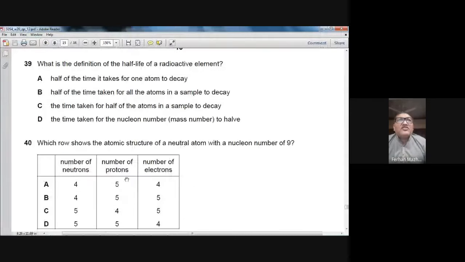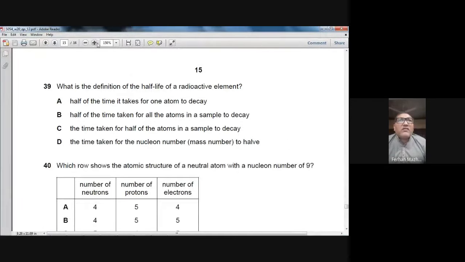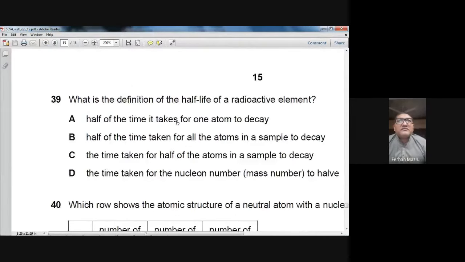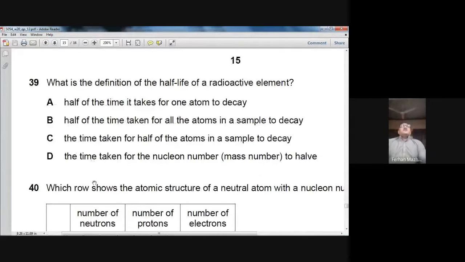Okay. So this is question number 39 on your screen. What is the definition of the half-life of a radioactive element? Don't forget this definition. Half of the time it takes for one atom to decay? No. Half of the time taken for all the atoms in a sample to decay? No. The time taken for half of the atoms in a sample to decay, that is the right definition.